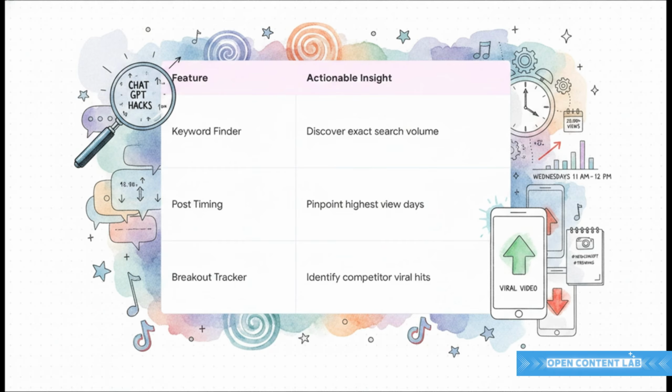Finally, you can use a breakout tracker. This lets you spot competitor videos that are getting way above average views, meaning you can take a proven concept, spin up a brand new script with your own hashtags, and be ready to film in under 60 seconds.